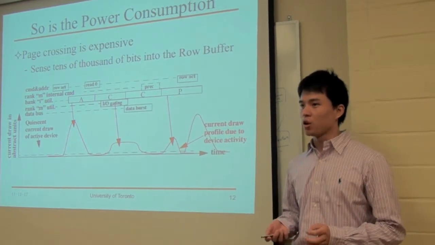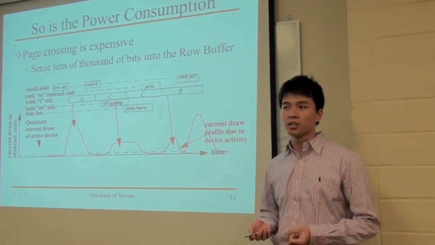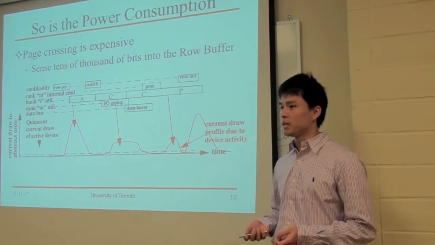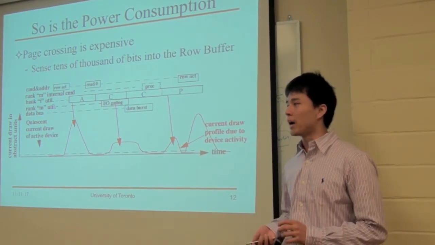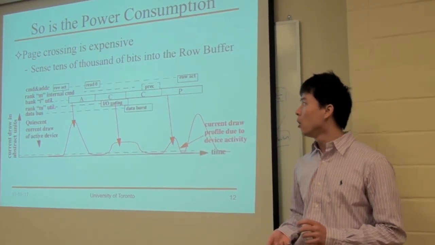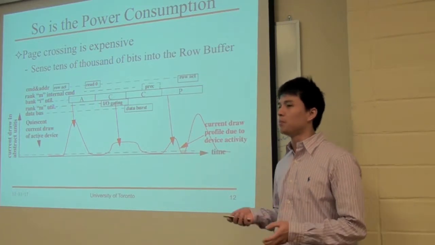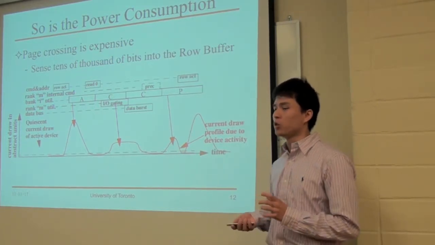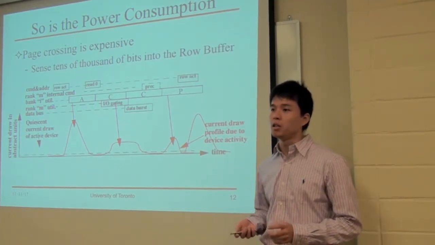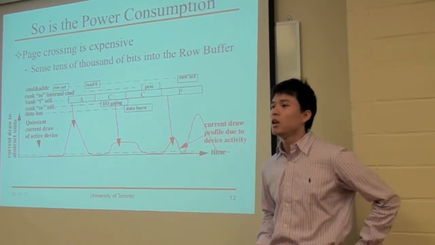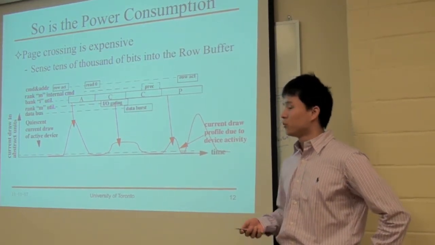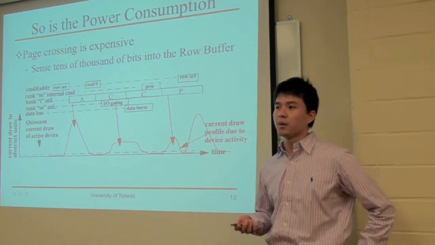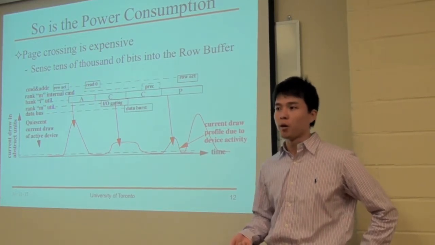Page crossing is also expensive in terms of power consumption, because you will incur a pre-charge and row activation command pair, which will send tens of thousands of bits into the row buffer, and which will cost a lot more power than the useful column access command. So if we can reduce the page crossing rate, we can maximize the effective DRAM bandwidth.